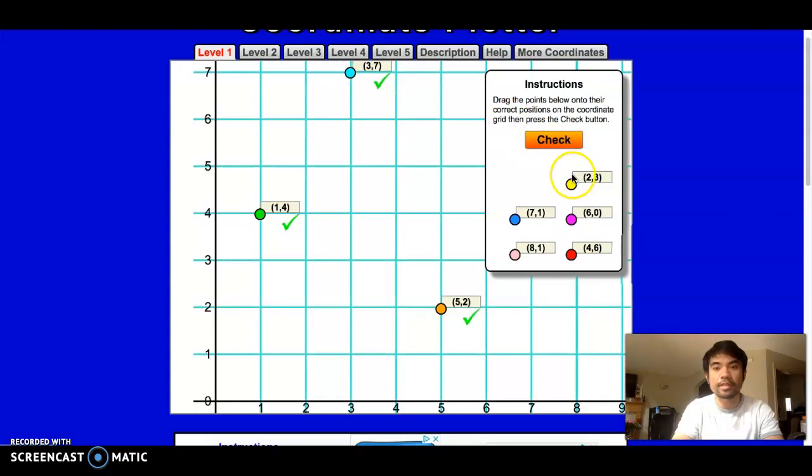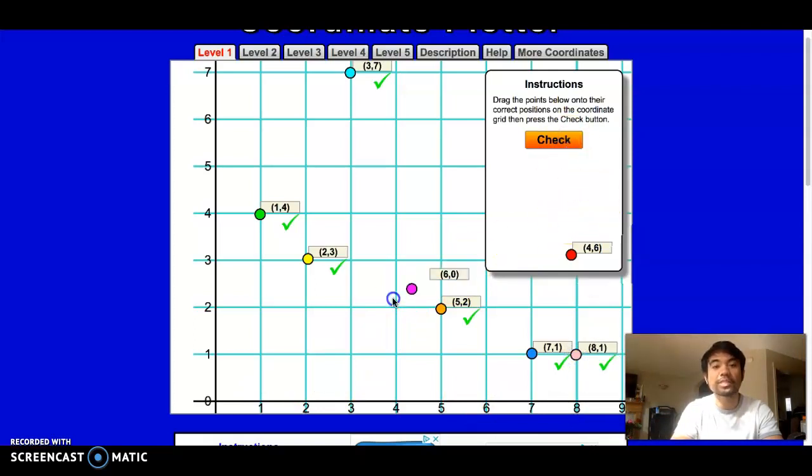And we are correct. This one, 2, 3, this yellow one. So we're going to go 2 to the right, and we're going to go 3 up. So this is where the yellow dot should be. Okay, always look at your x-axis first, and then look at your y, and then plot the ordered pair. Okay, I'm correct. 7, 1. So again, let's look at 7 to the right and 1 up. I am correct. I'm going to keep going on. 8 to the right and 1 up. I am correct.